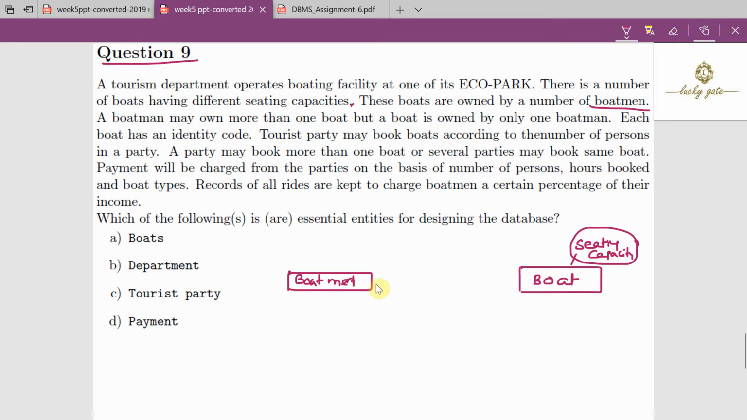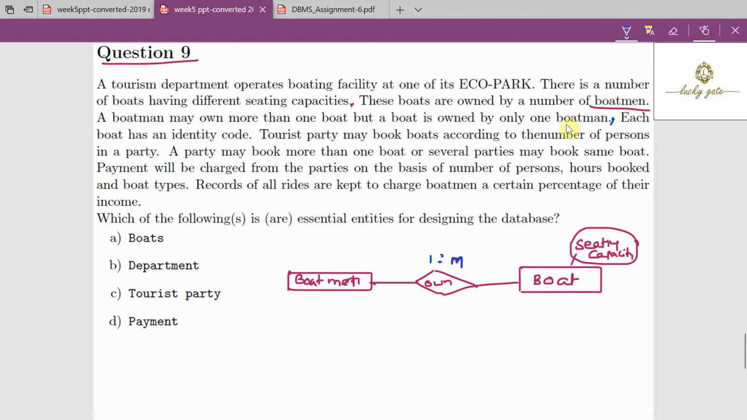Between boatman and boat, I can have a relationship. Boatman owns boats. Here I am using the relationship owning. A boatman may own more than one boat, meaning one boatman may own M boats. But a boat is owned by only one boatman. What is the cardinality we can say between boatman and boat? One to many. Up to this line I discussed.